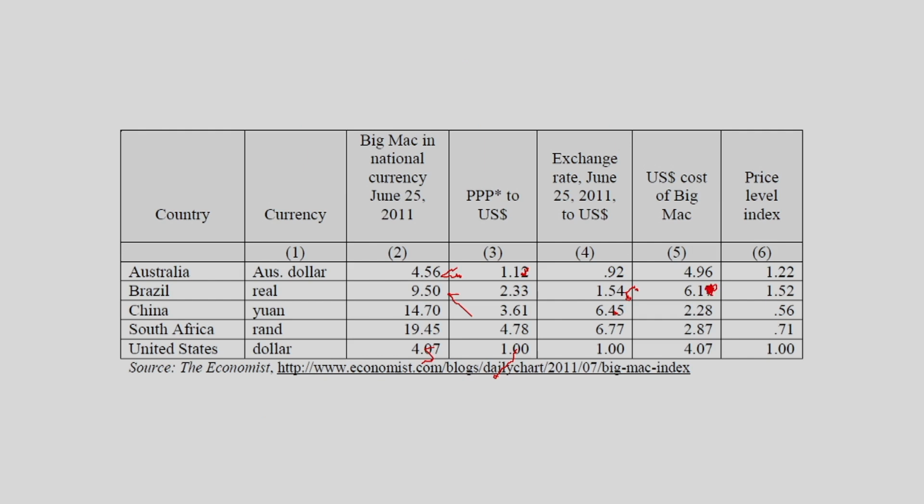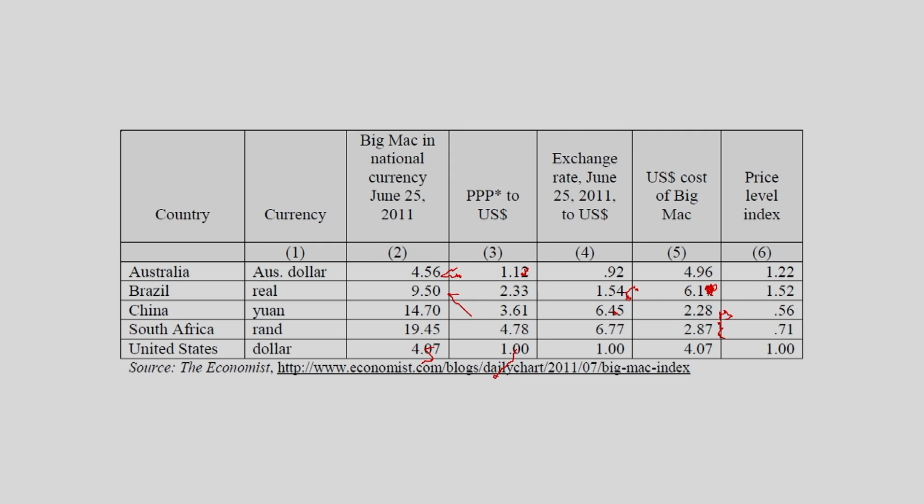So what does this mean? This means that Big Macs are more expensive in Brazil than they are in the USA, where it is USD 4.07. The same column, column 5, shows they are much cheaper in China and South Africa than they are in the USA. These price level differences are measured by a price level index, which can be computed 2 ways.